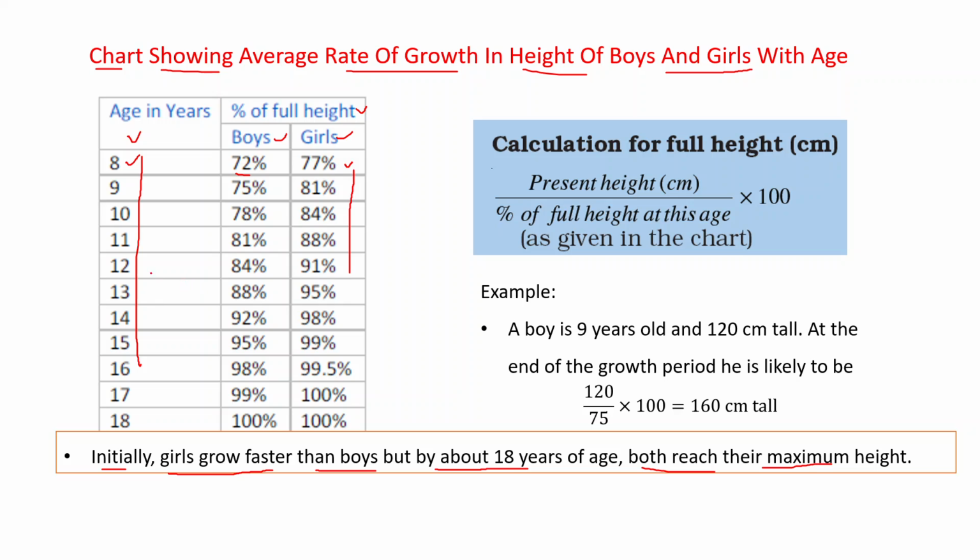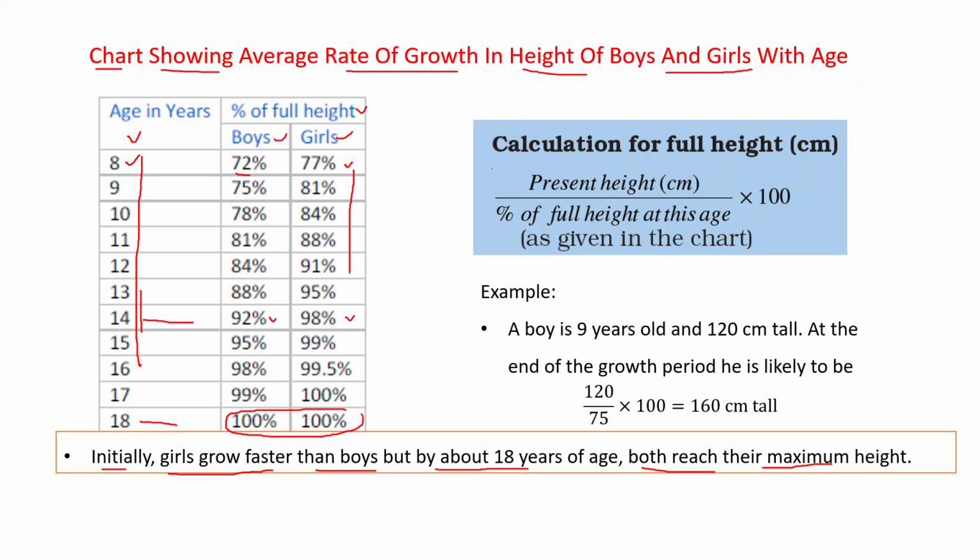Okay, at any age you can say, like if you are studying in 8th class, that means around 13 to 14 years. At 14 years of age, boys gain 92% of full height, while girls gain 98% of full height. But as both reach the age of 18 years, it becomes 100%. Okay, that is maximum height.